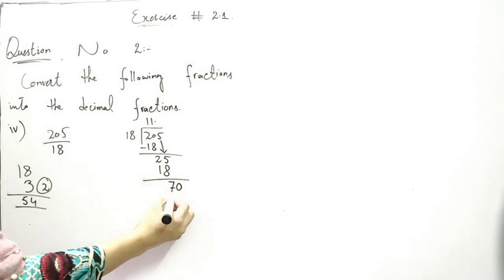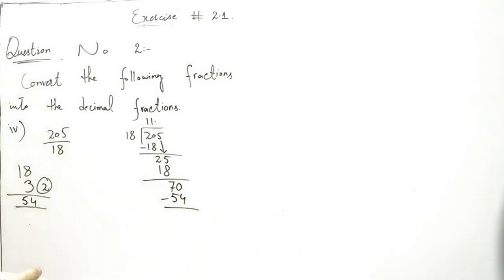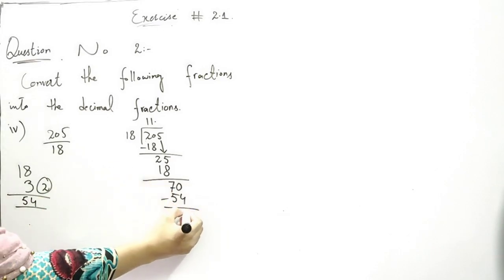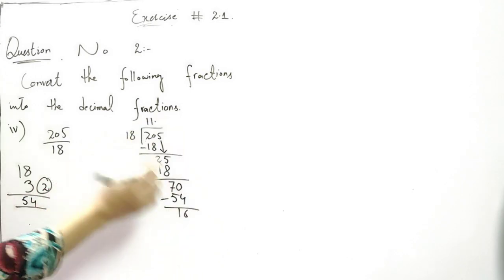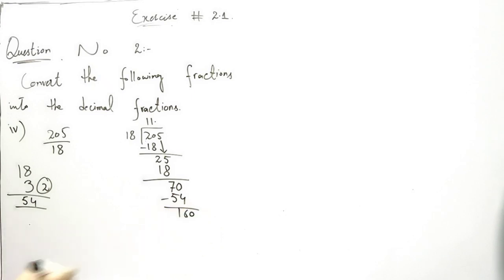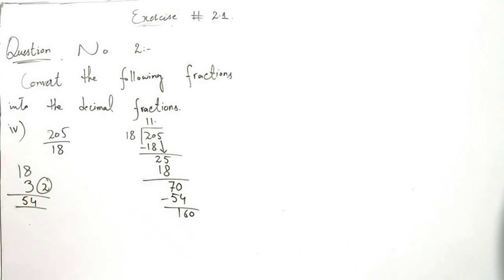So this is 54. Write 54 here. Now minus 54 from the 70, we will get 16. So this 16 is less than 18, so put 0 here. This becomes 160, and 160 is greater than 18, so we can divide 160 by the 18.